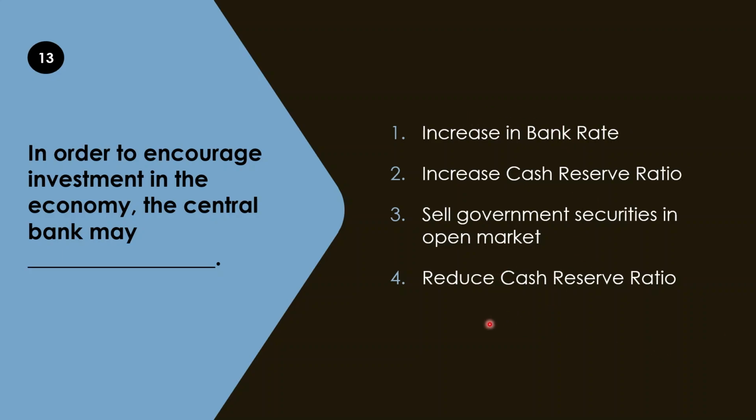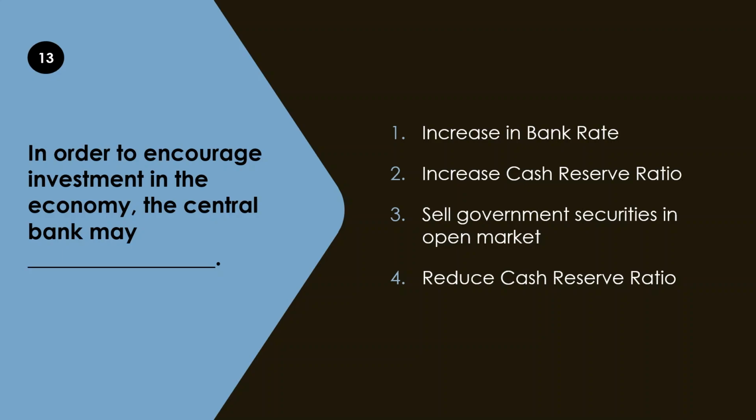Now we are left with increasing or reducing the cash reserve ratio. Now what's a cash reserve ratio? Cash reserve ratio is the percentage of a bank's total deposits that must be kept as reserves with the central bank. Now what will happen? If we reduce CRR, it means that banks are required to hold less money in reserves, which would lead to an increase in the amount of funds available for lending to businesses and consumers.